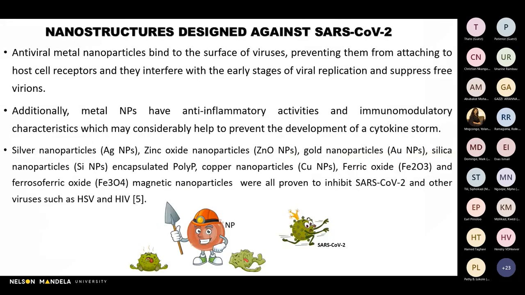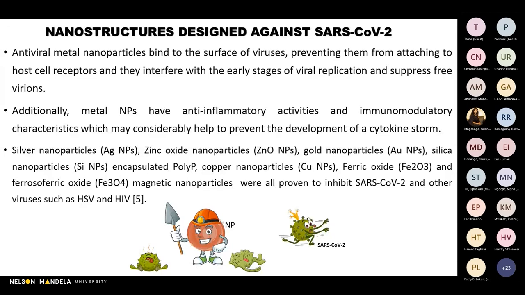Now, looking at the nanostructures that have been designed so far against SARS-CoV-2, antiviral metal nanoparticles bind to the surface of viruses, preventing them from attaching to host cell receptors, and they interfere with the early stages of viral replication and suppress free virions. Additionally, metal nanoparticles have anti-inflammatory activity and immunomodulatory characteristics, which may considerably help to prevent the development of a cytokine storm, which is one of the most observable immune reactions that happen in the body when one gets infected by the SARS-CoV-2 virus.